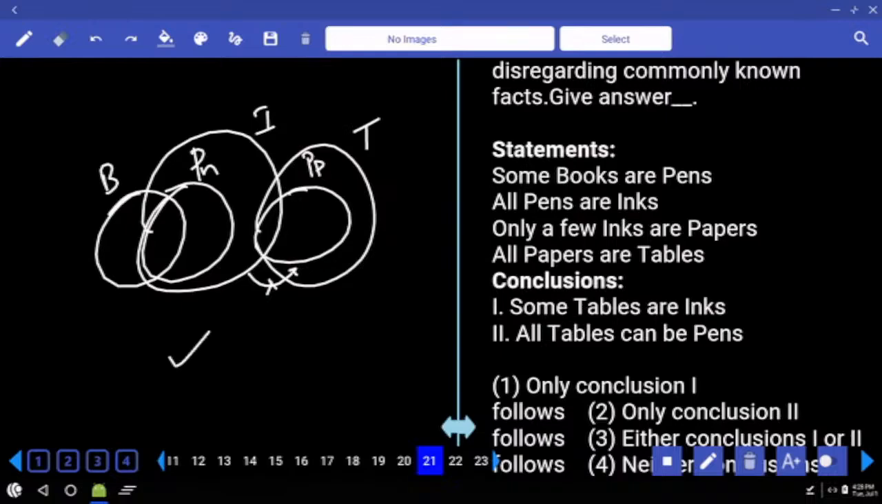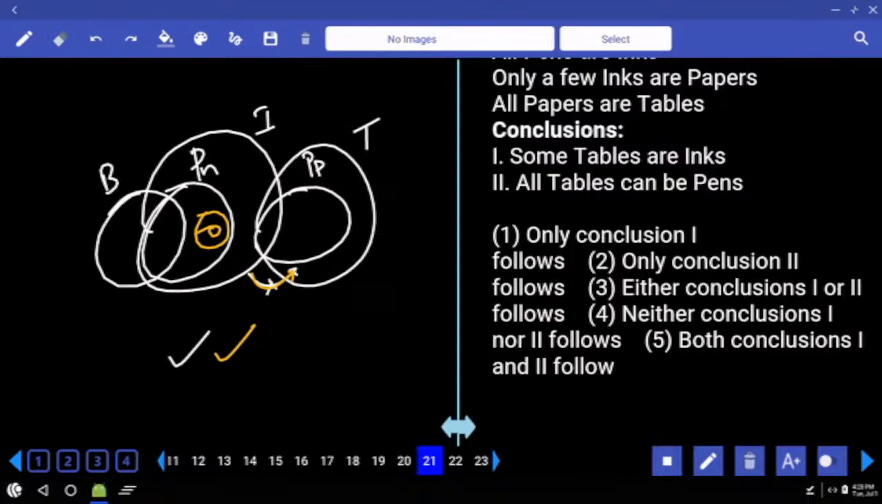All tables can be pens. All tables are a part of pens, possible or not possible? This entire table can be like this or not? Yes. Because this entire pen cannot be a part of paper, paper can be a part of pen. Hence possible. What is your answer? Both 1 and 2, choice for question number 21.